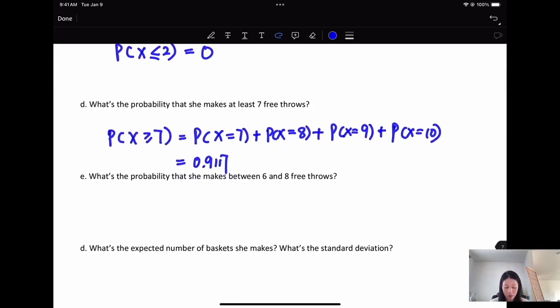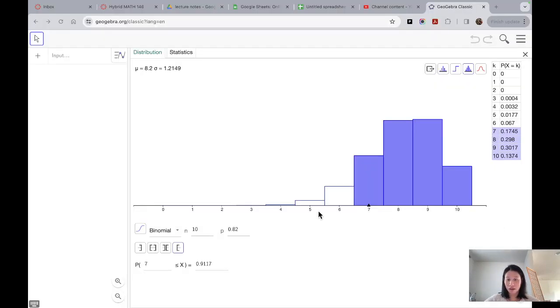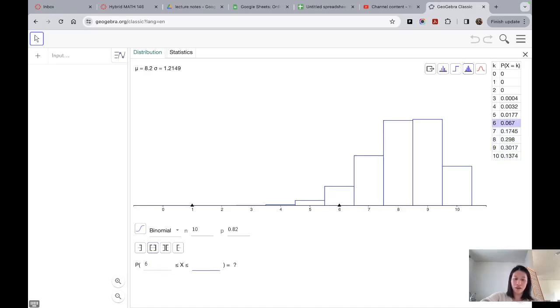Okay, next one is what's the probability that she makes between 6 to 8 free throws? So that means I want 6 and 8 in between. Or you can use x equals 6 plus x equals 7 plus x equals 8. Now, in between should be this one. We should choose this one from 6 to 8, sorry.